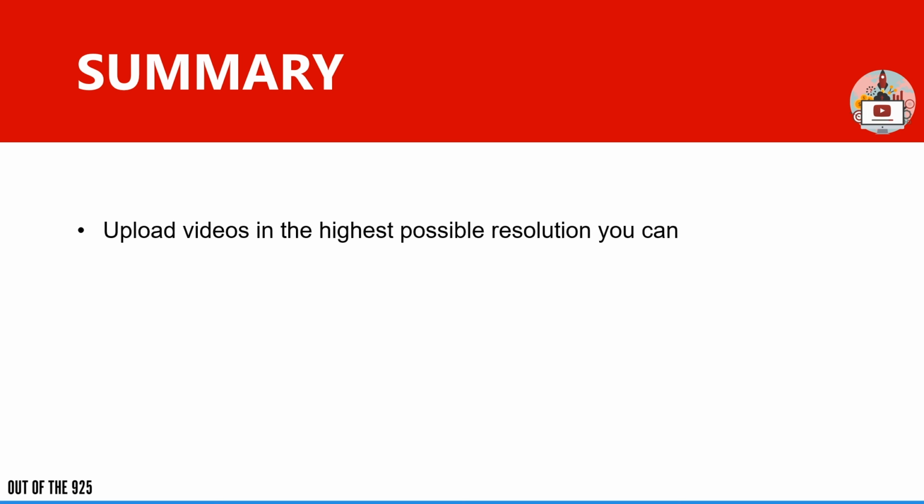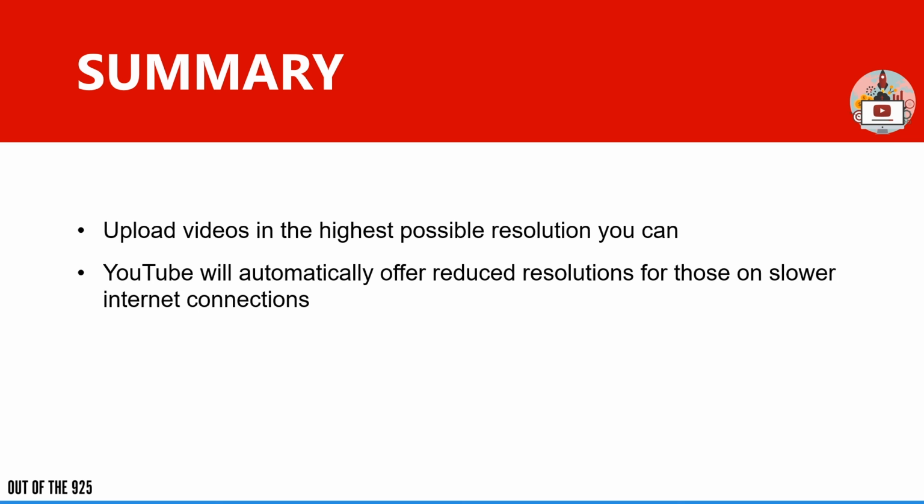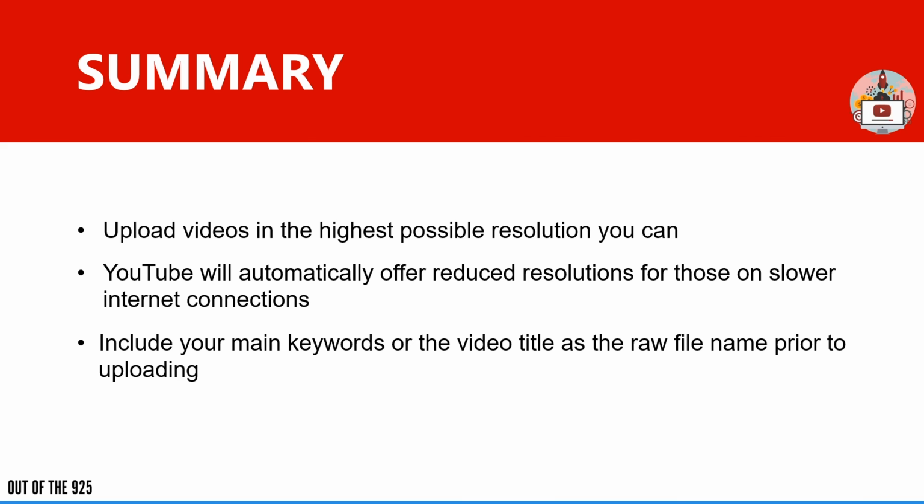Alright, so in summary, you want to upload videos in the highest possible resolution that you can. YouTube will automatically offer reduced resolutions for those on slow internet connections, so you won't lose any viewers if they don't quite have the best connection. And you want to include your main keywords or the video title as the raw file name prior to uploading your videos. Okay, I recommend changing the raw file name to the exact video title before you upload it.